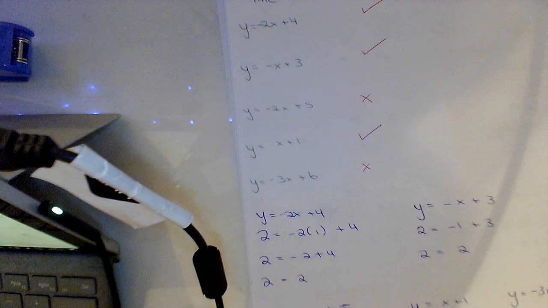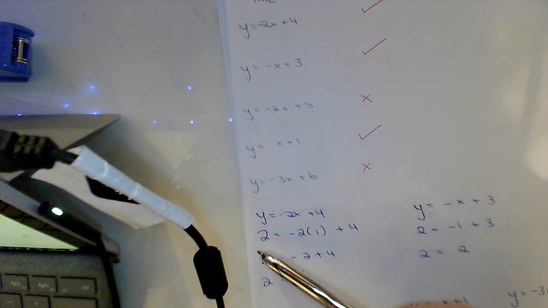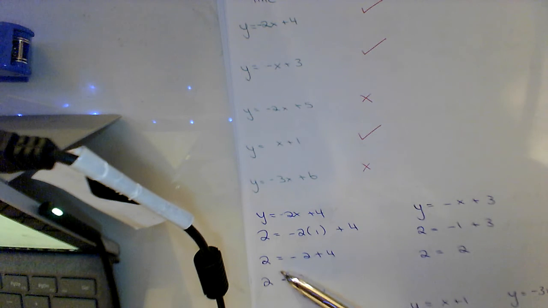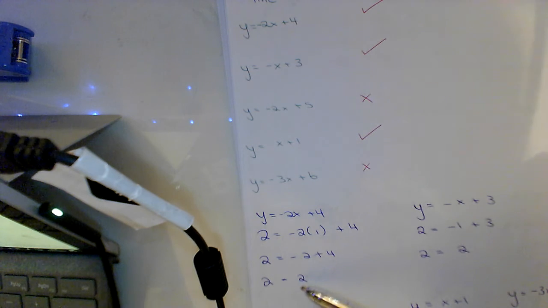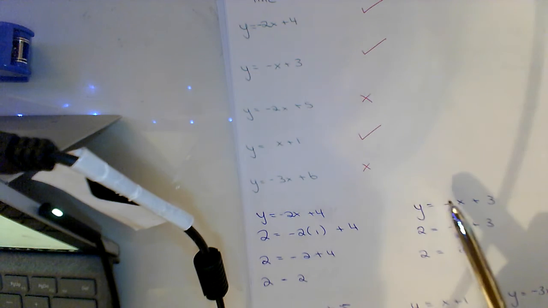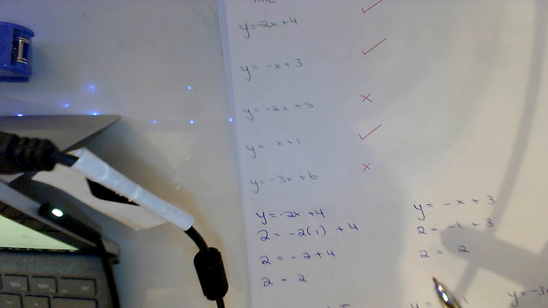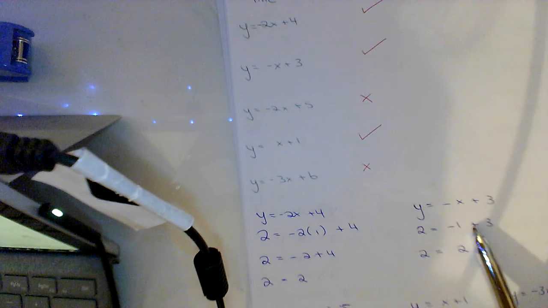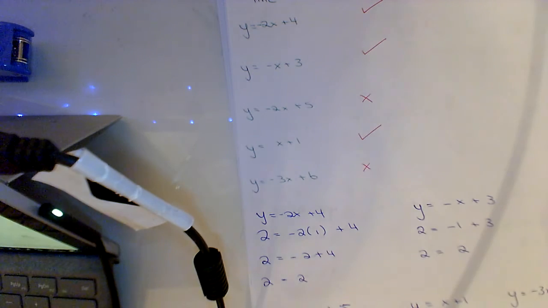So I have the point 1, 2. So x is 1, y is 2, and I'm subbing in. So here I'll have 2 is equal to minus 2 bracket 1 plus 4. 2 is equal to minus 2 plus 4, and I get 2 is equal to 2. The next one is over here, so I have y is equal to minus x plus 3. I sub in, y is 2, so 2 is equal to minus 1 plus 3. 2 is equal to 2, therefore it is on that line.